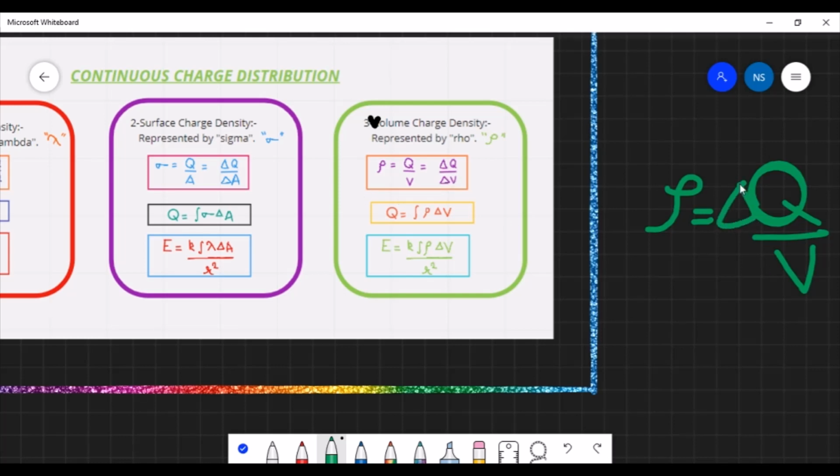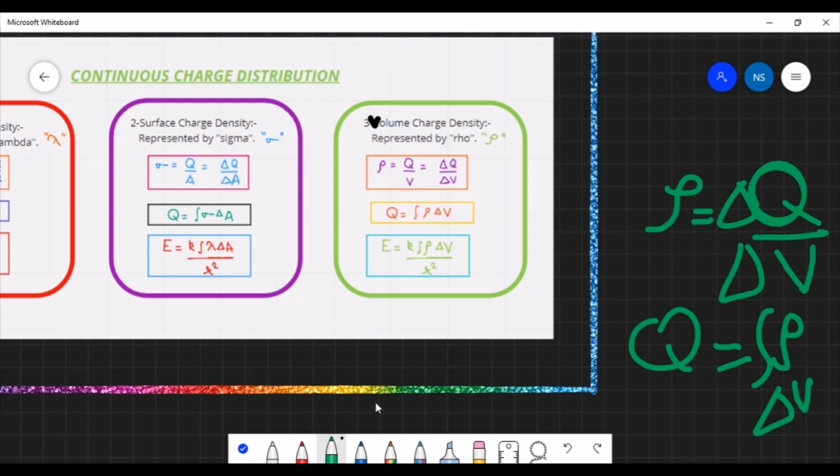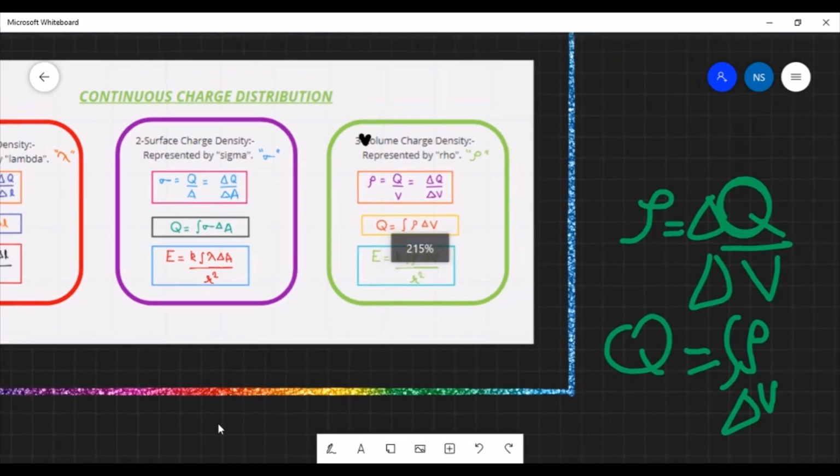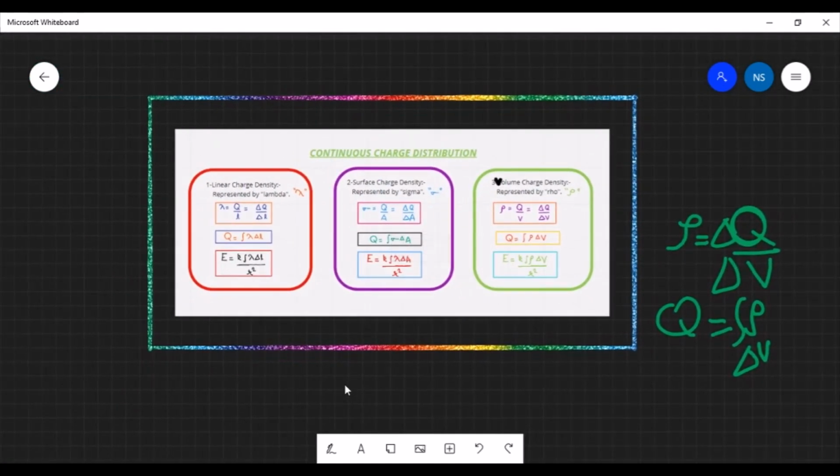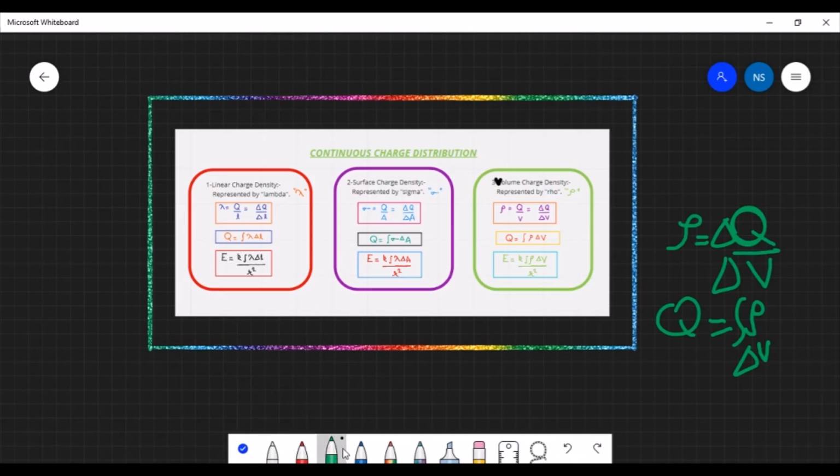We can get delta Q from here, then from this formula we can get Q. So everything is the same. We can take the integration of rho multiplied by delta V. So that is it. This is what continuous charge distribution is. It is a very small topic, but it is very important and useful because it is used in our next topics like electric flux and Gauss's law. So it was important to teach this.